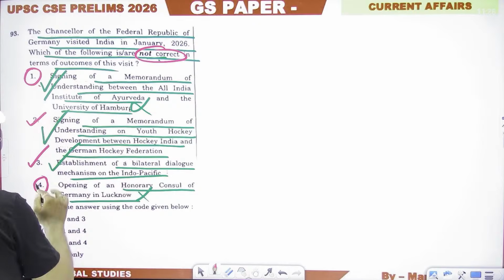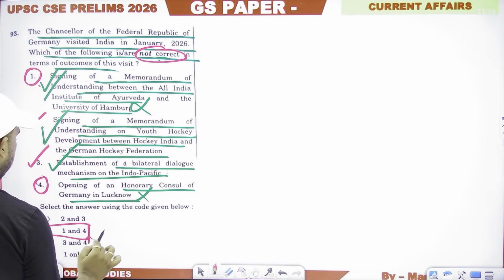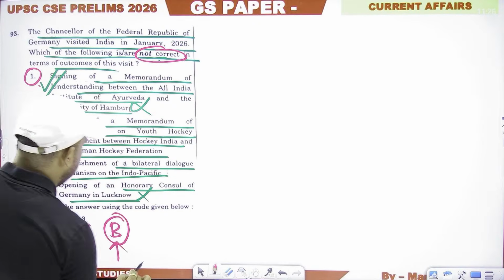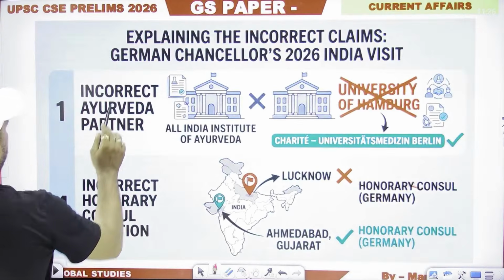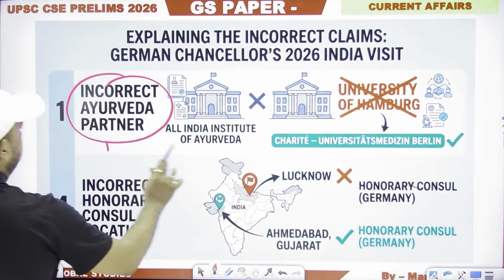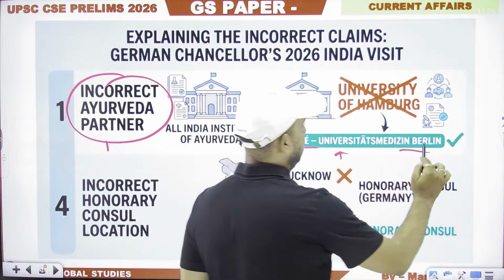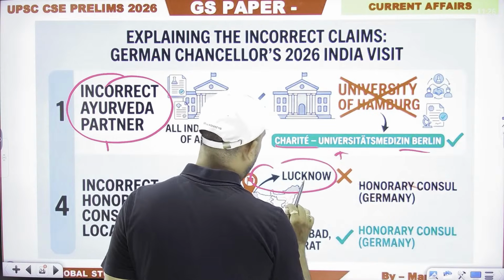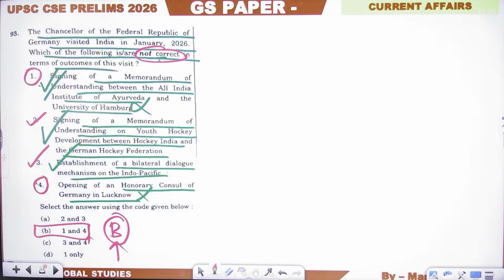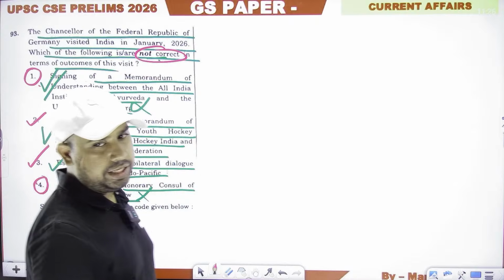So not correct are 1 and 4. 1 and 4 are incorrect. So option B will be the right answer. We have to go with the first and fourth. As you know, the incorrect parts are that Ayurveda partnered with the Charité University Berlin, not with the Hamburg University, and the consulate will be opened in Ahmedabad, not in Lucknow. So that's why first and fourth are the answer. So that means B is the right answer.